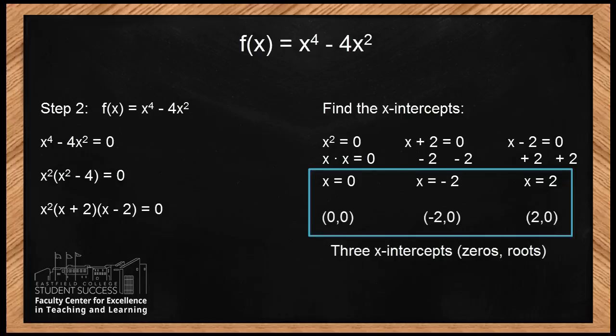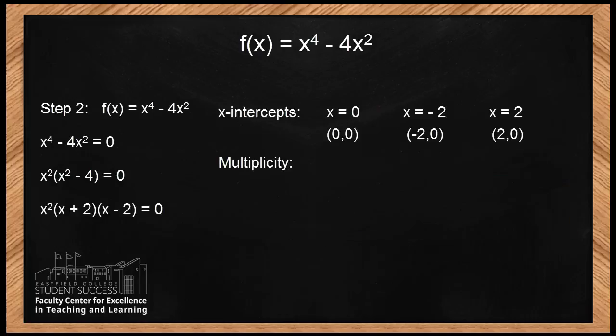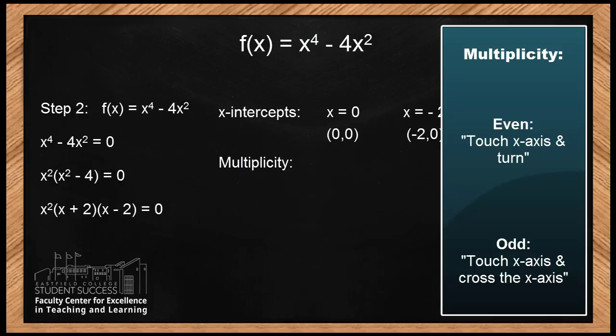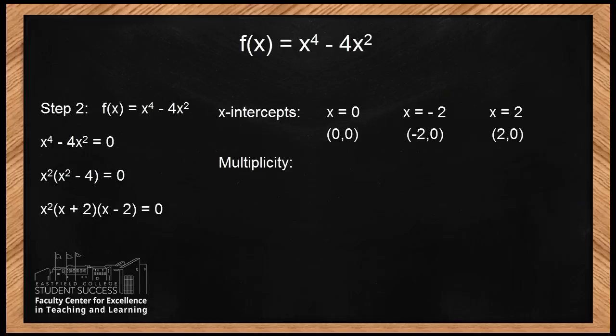Okay, but please be careful, we have not answered fully part B. Part B says not only to find the x-intercepts, but we have to state the multiplicity. If the multiplicity is even, the graph touches the x-axis, but it doesn't cross the x-axis. It will touch and turn. If we have an odd root of multiplicity, the graph will touch the x-axis and cross the x-axis at that particular root. Let's look at x equals 0.